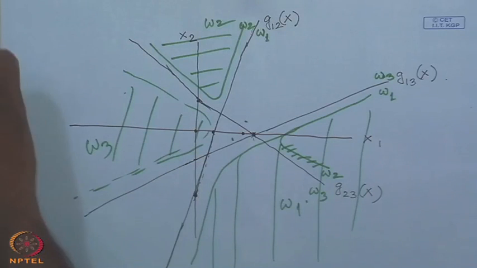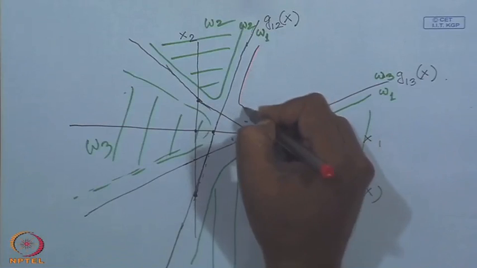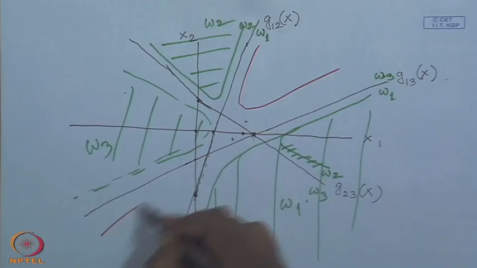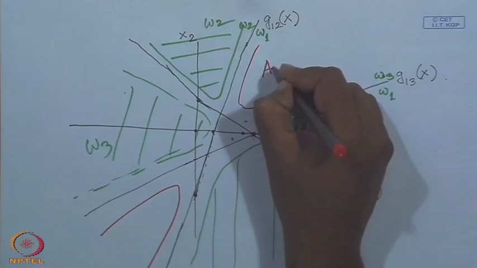And as I do that, you find that there is a region over here and there is a region over here. These two regions cannot be allotted to any of the classes. So, I have some empty region, or these are called ambiguous regions.